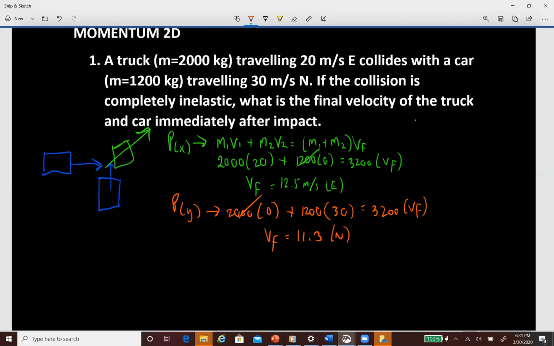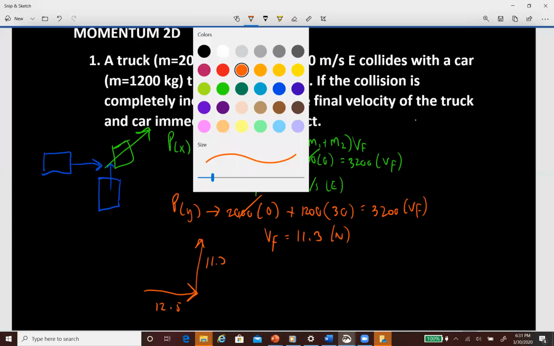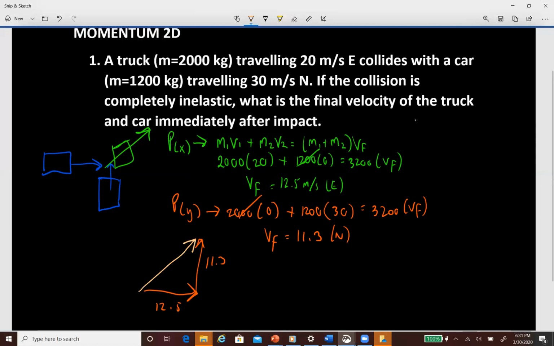Now, what do we have? We have components here. We have velocity going east, 12.5. We have velocity going north, 11.3. So what we can do now is solve for the actual velocity as the square root of the sum of the squares. That will give us a velocity of 16.9 meters per second. And we can solve for the angle using inverse tan of 11.3 over 12.5. And that's going to give us an angle of about 42 degrees.